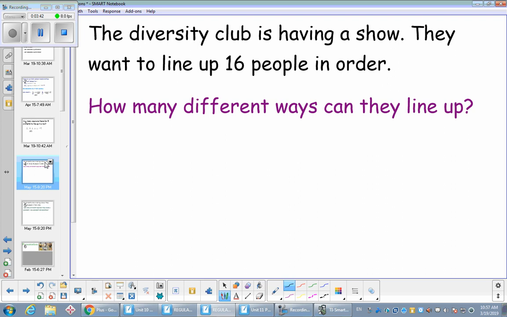Here's another example of factorial again. A lot of times factorial will be lining up, ordering something. So I have 16 people. I want to know how many ways there are for 16 people to line up. Again, I could draw it out 1, 2, 3, 4, 5, 6, 7, 8, 9, 10, 11, 12, 13, 14, 15, 16. Now that's a lot of work to write 16, 15, 14. So an easier way is to just write 16 exclamation point.